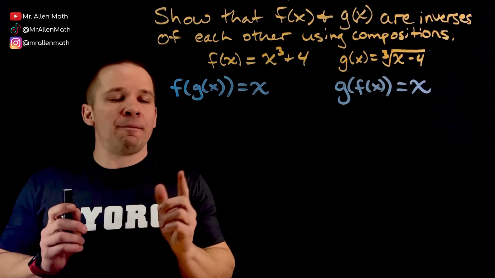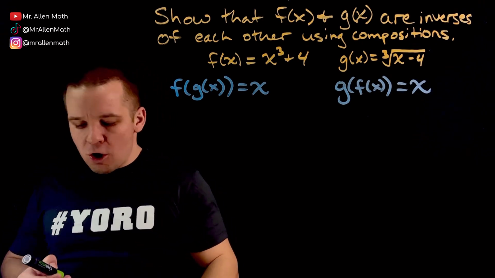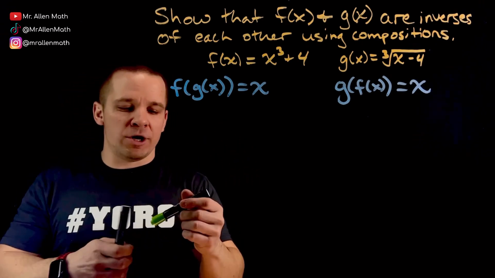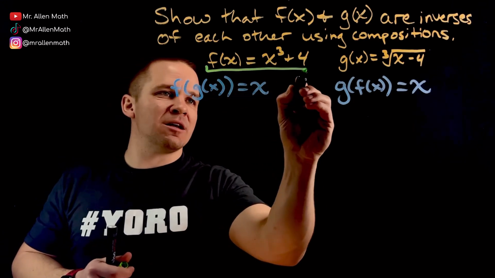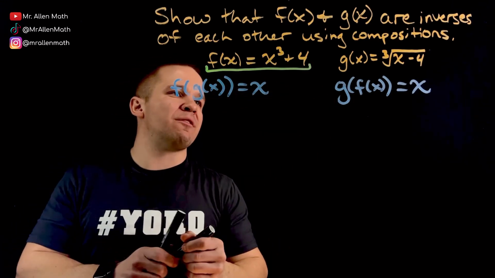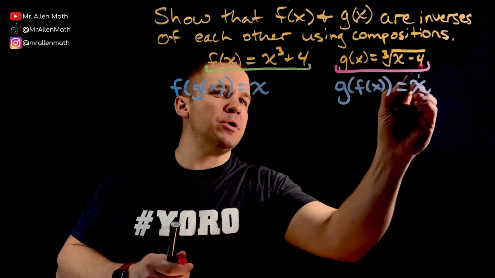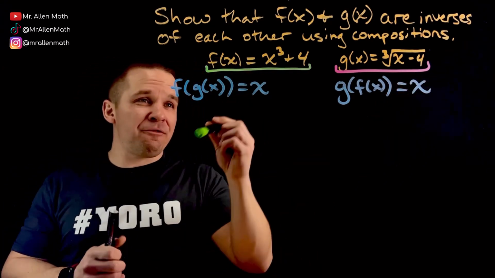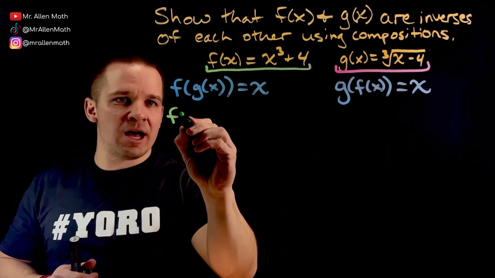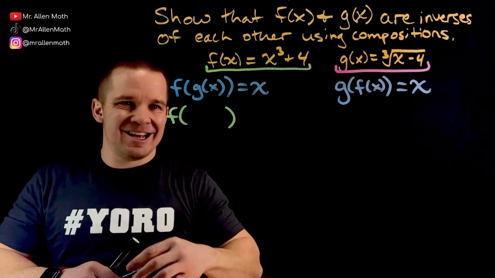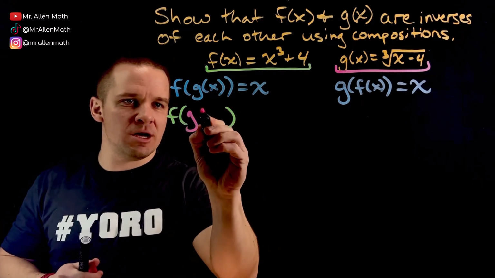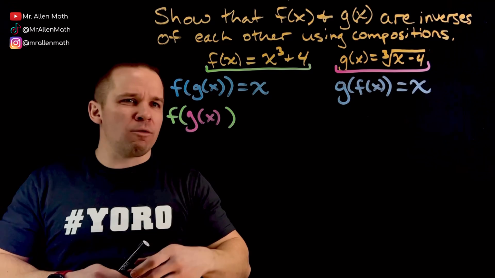All right, so I'm going to go with two separate colors here. We're going to go with green and pink. We're going to do f of x in green, and I'm going to do g of x in pink. Beautiful. All right, so we have f of g of x. So how are we going to write that out?